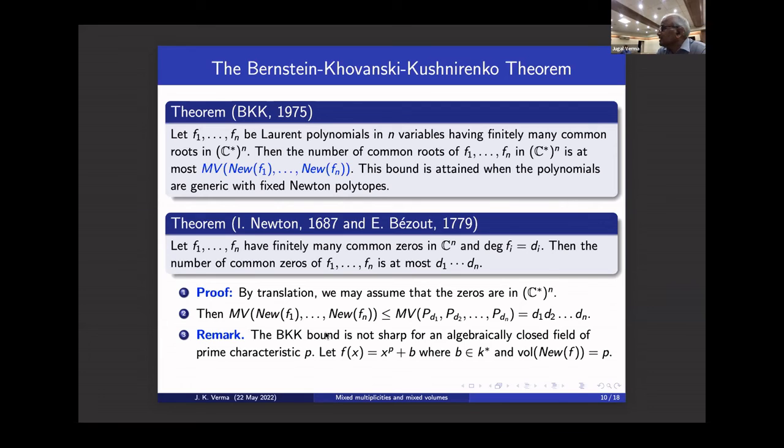So f(x) can be made a generic polynomial. You put one more coefficient in front of x^p, and f(x) can be made a generic polynomial. It is going to have one root. But the Newton polytope has volume p, and therefore this is not a theorem in characteristic p. It's a characteristic 0 theorem.